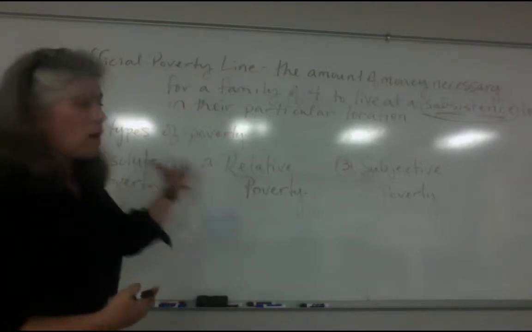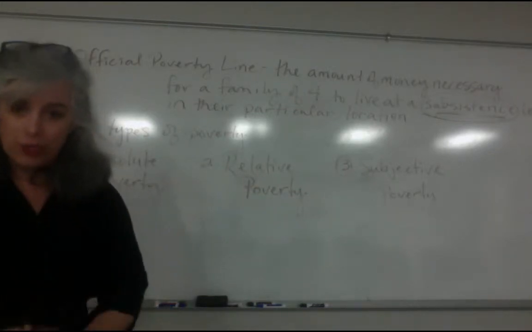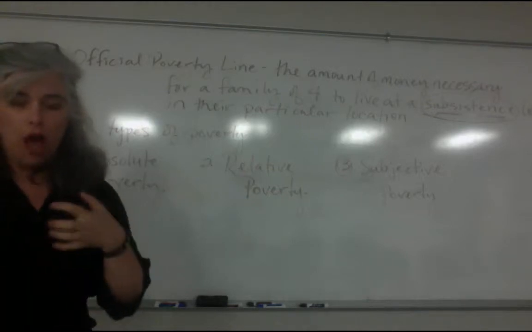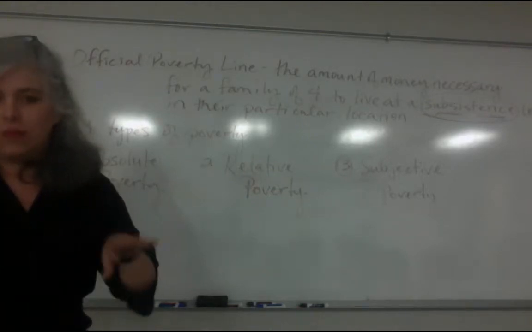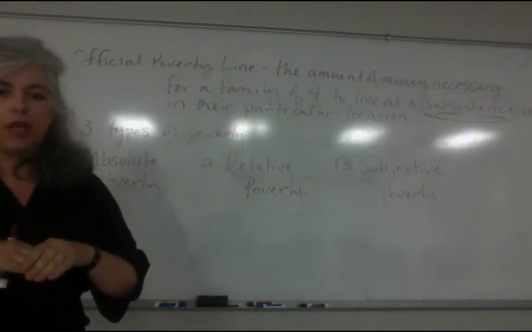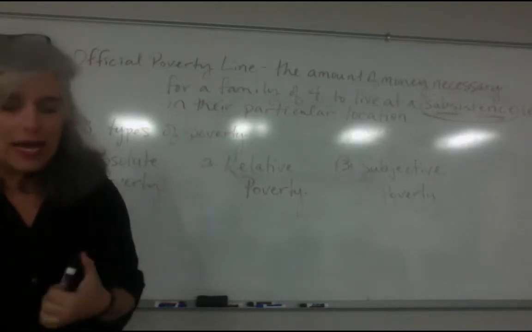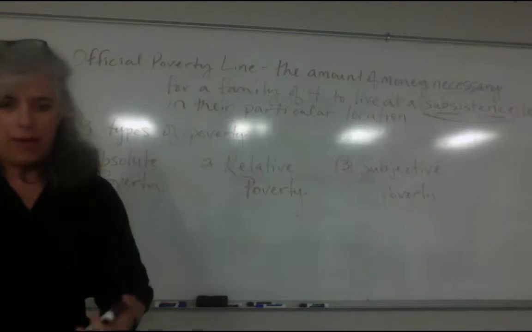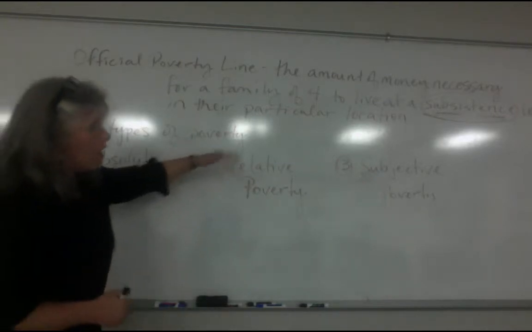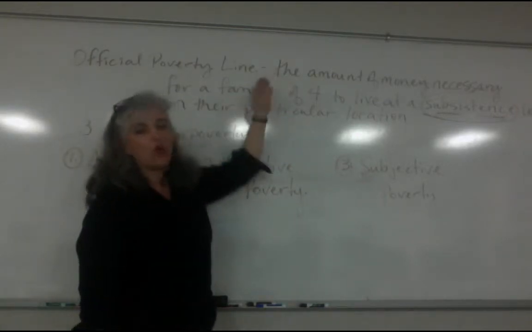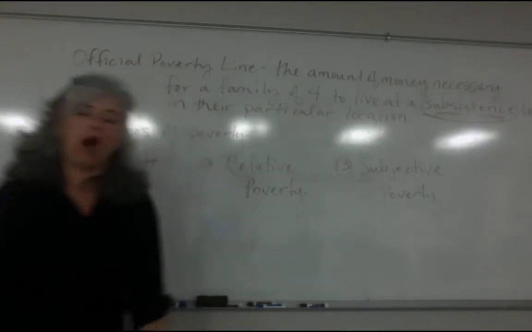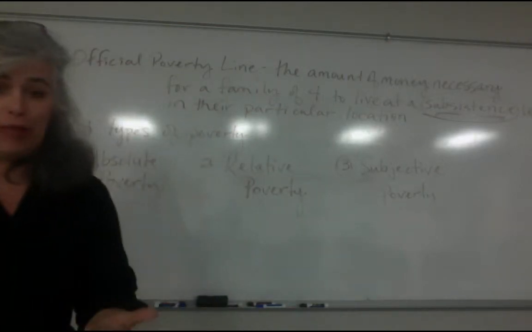So the official poverty line is an important measurement used for a lot of leveling mechanisms, a lot of social services and subsidized living stipends for people who find themselves at or close to the official poverty line in the particular place where they live.